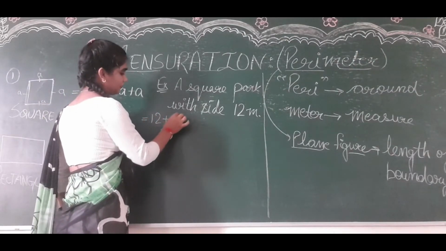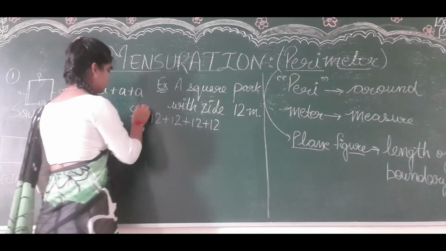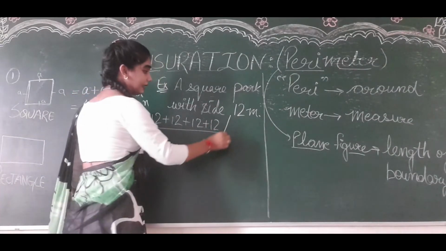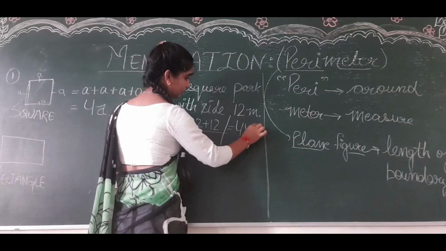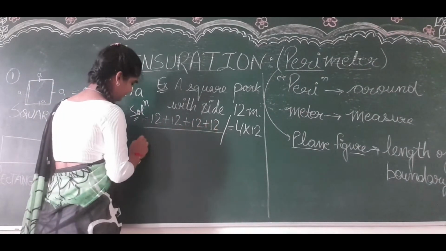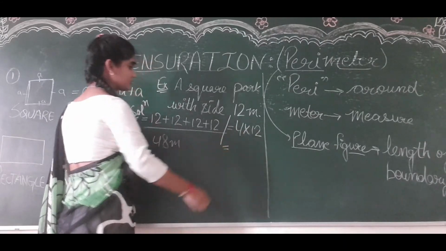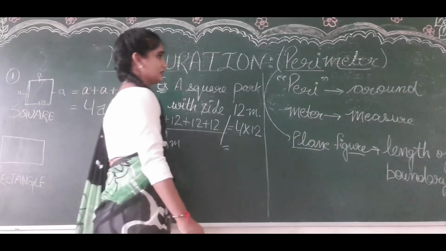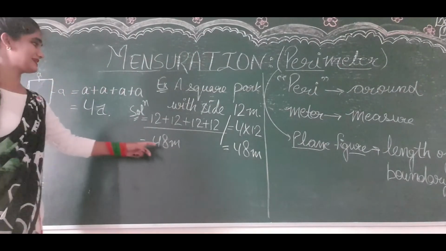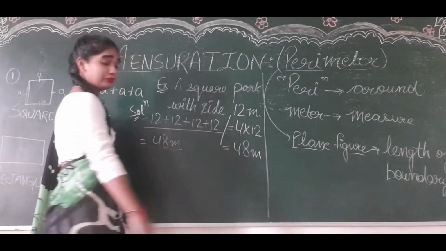12 plus 12 plus 12 plus 12. Or simply, instead of writing this, what can I write? Directly I can write 4 multiplied by 12. Answer will always be the same. 12 plus 12 is 24, plus 12 is 36, plus 12 is 48. Answer is 48 meters. And 12 into 4: 12 ones are 12, 12 twos are 24, 3s are 36, 4s are 48. This is also equal to 48 meters. So this is how we calculate the perimeter of a square having side 12 meters.